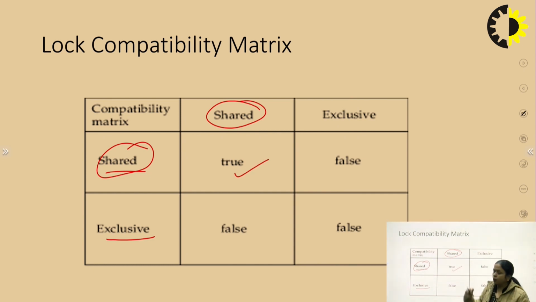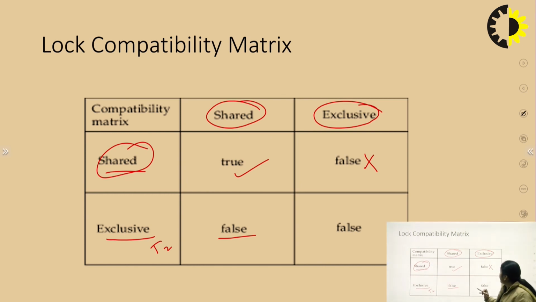That's why it is true. But if a transaction locks a particular data item in exclusive lock and a second transaction, T2, wants to lock it in shared lock, then it is not possible. In this way, if a transaction locks a data item in shared lock and another transaction T2 wants to lock it in exclusive lock, then again it is not possible.